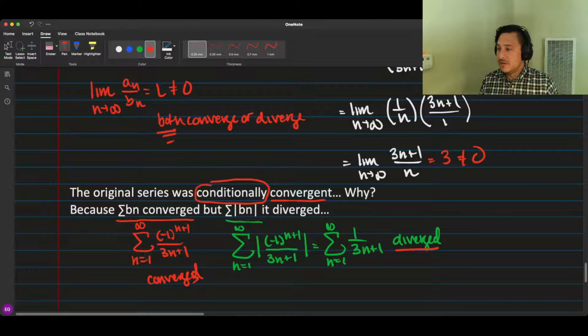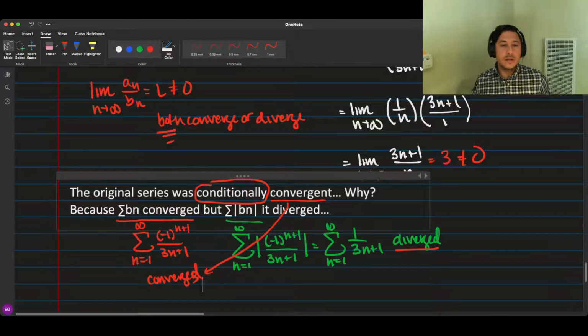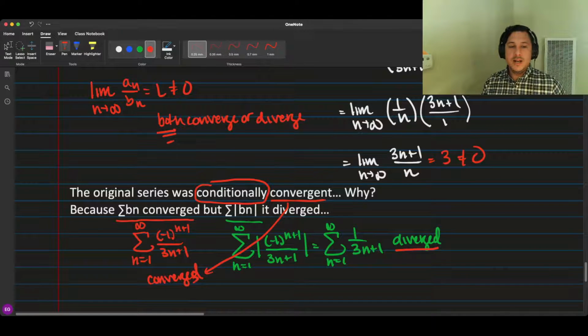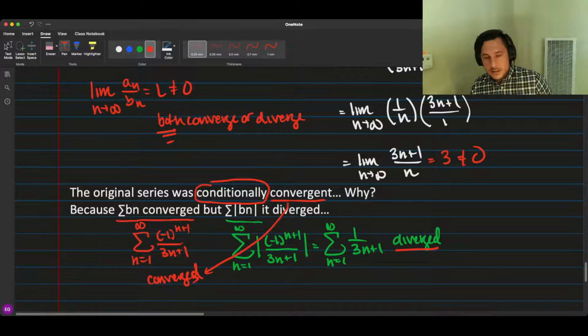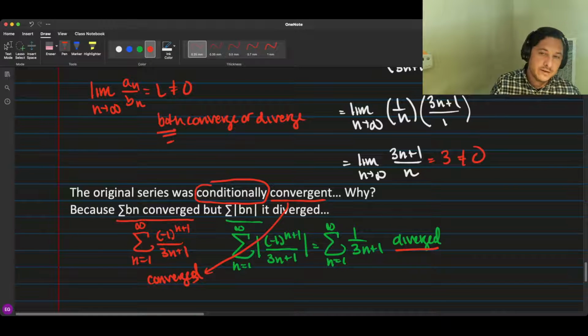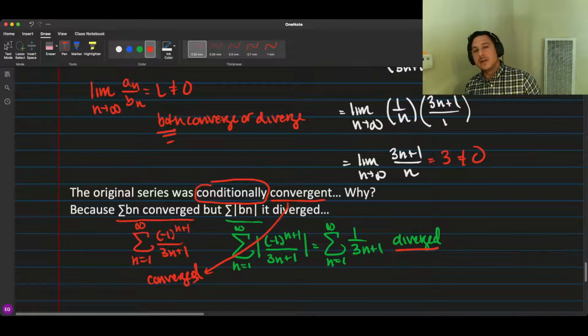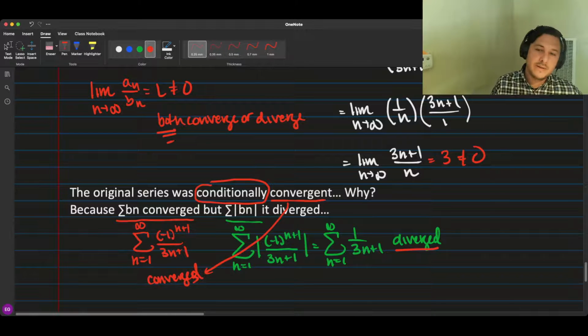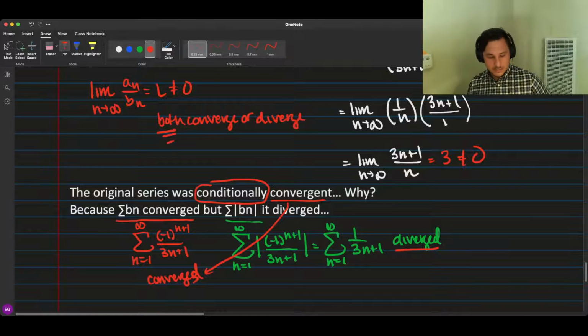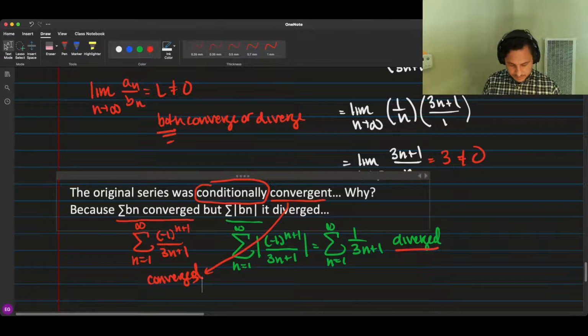It was convergent. The question is, what type of convergent? You're only conditionally convergent if when you take the absolute value, it diverges. You're absolutely convergent if when you take the absolute value, it still converges. And we'll do an example.